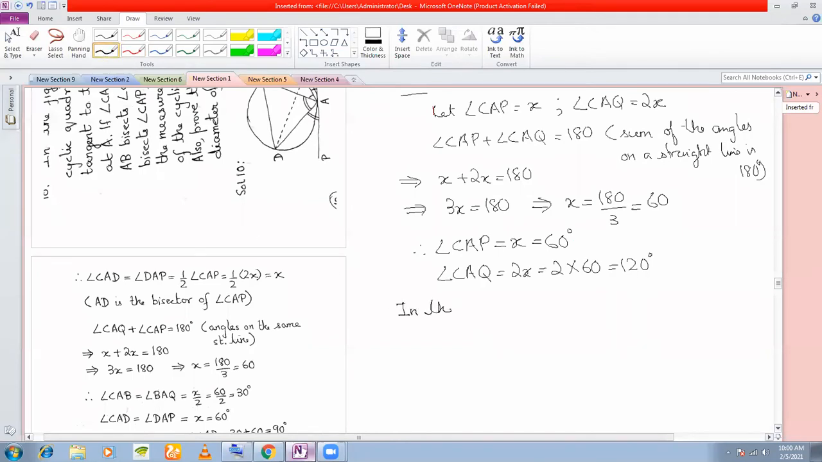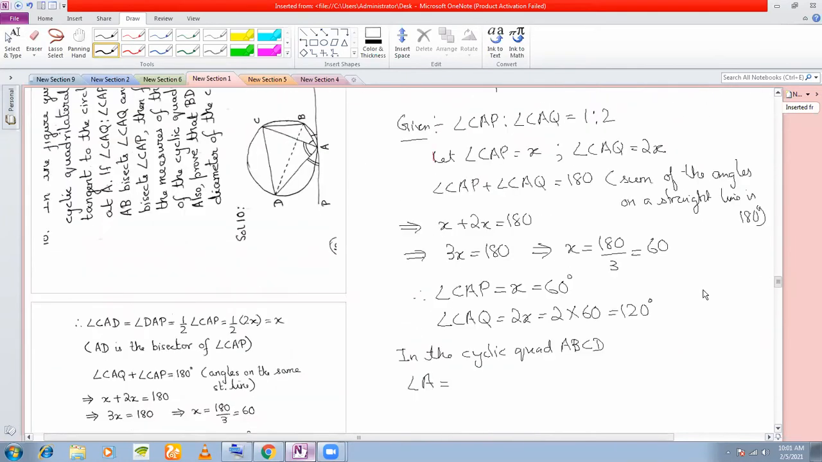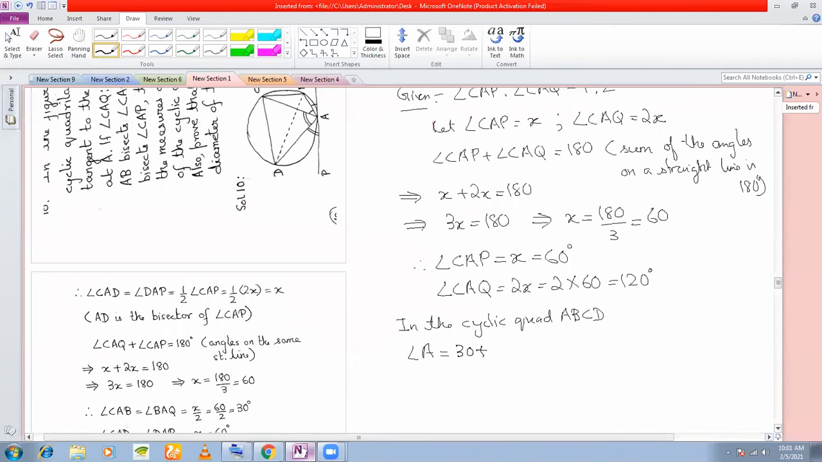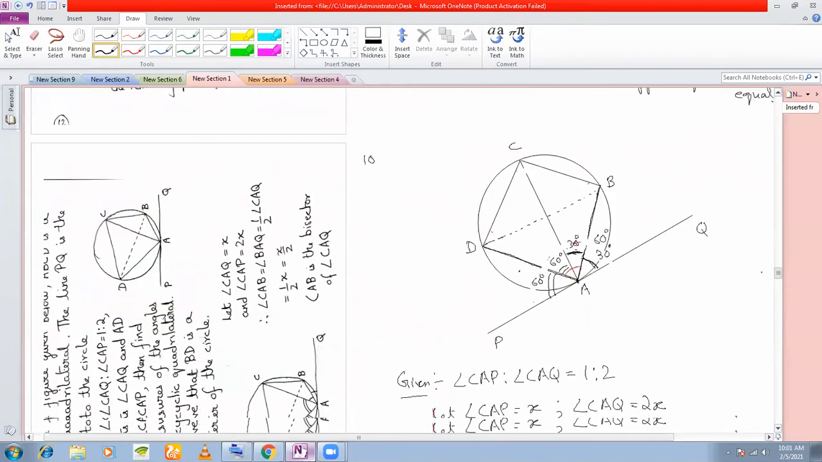In the cyclic quadrilateral ABCD, angle A is equal to 30 plus 60, which is 90 degrees. That is done. Next, we want to find out the other angles. How do you find them? You see this chord here, and you see a tangent, and they intersect at the point of contact A.